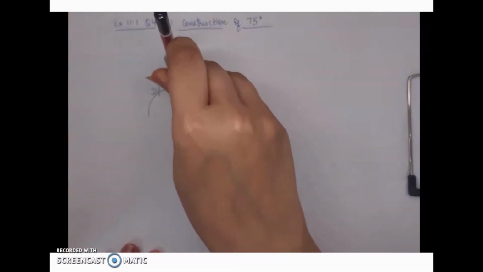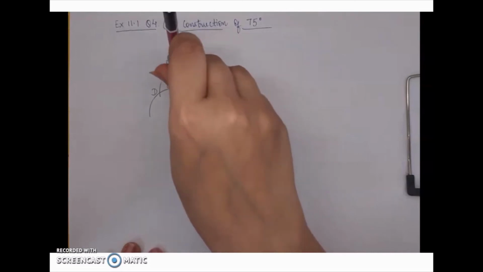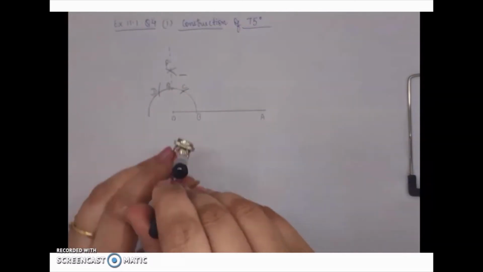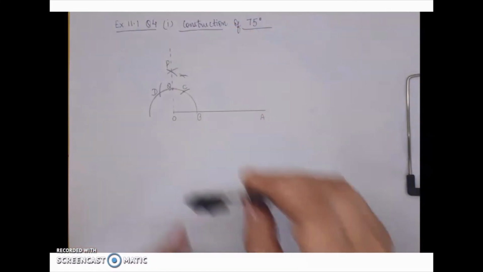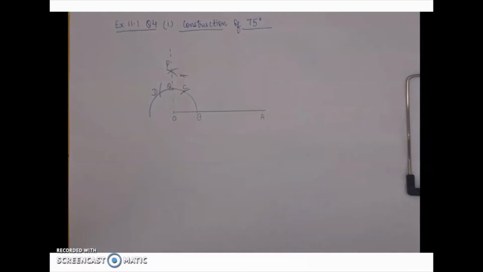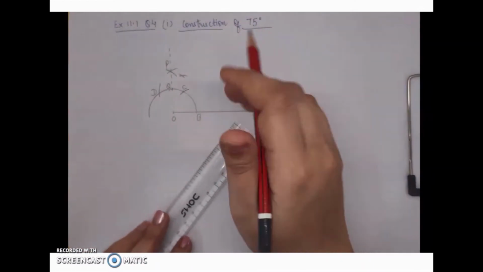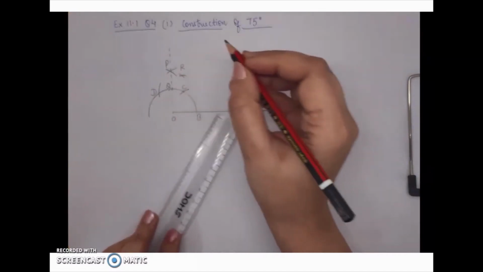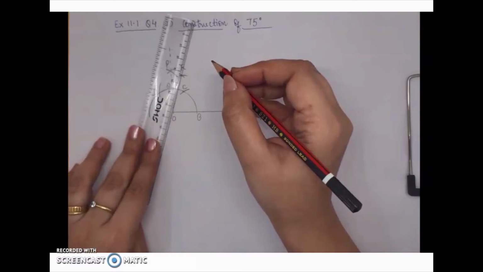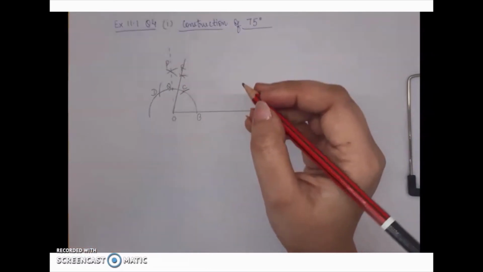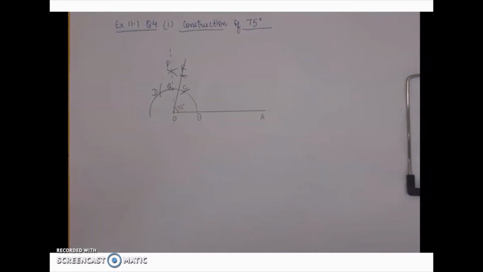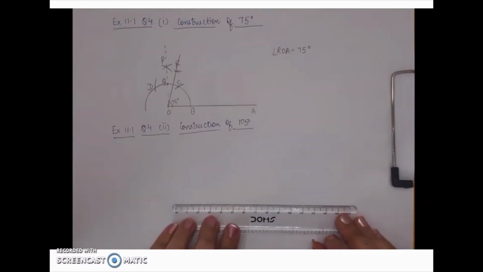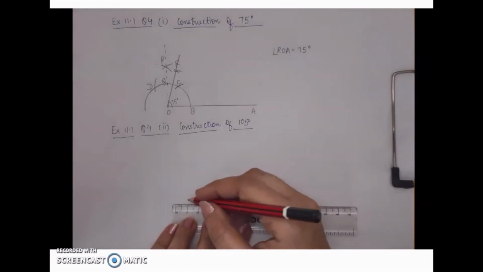So then draw an angle bisector. That is, now I am bisecting arc QC. So this angle ROA, this angle will be 75 degree. Next we will see the construction of 105 degree angle. That is question number 4, second part.